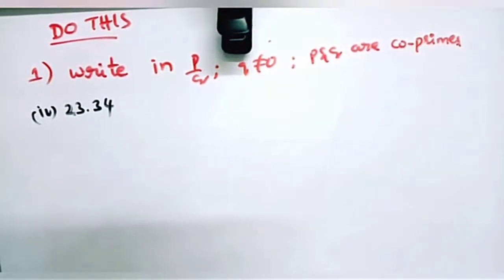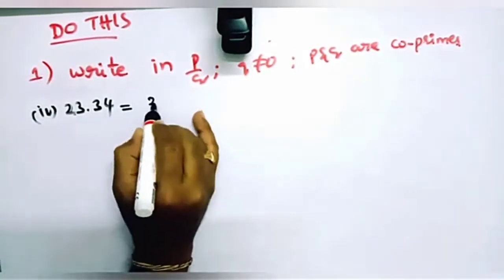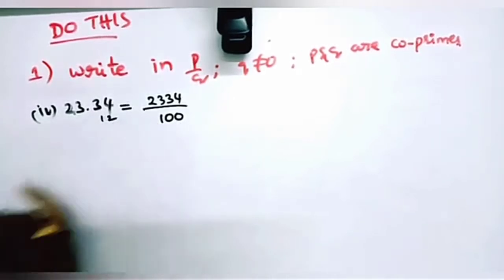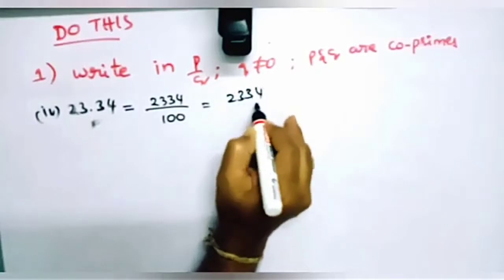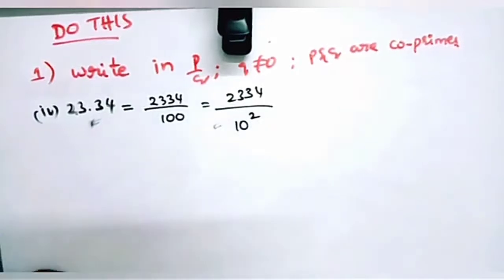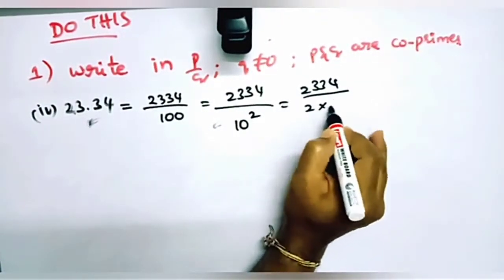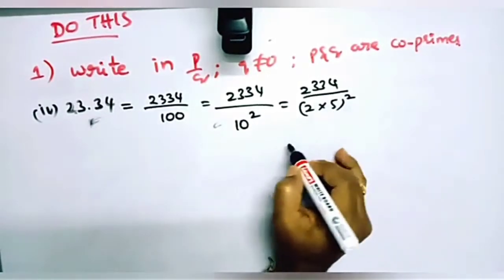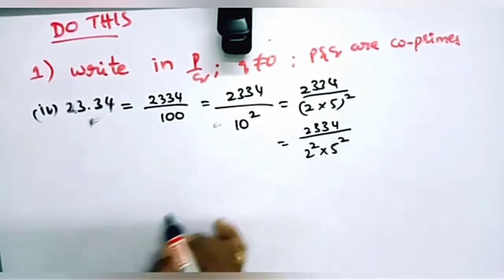The fourth one is 23.34, that is you should write it as 2334 by 100. Why? Because here we have 2 decimal places, you should write down 100. Then after that you should write down 2334 by 10 power square, 10 power square means 100. Then you should write down 2334 by 2 into 5 whole square. And then separate the square for both numbers, that is 2334 by 2 square into 5 square.